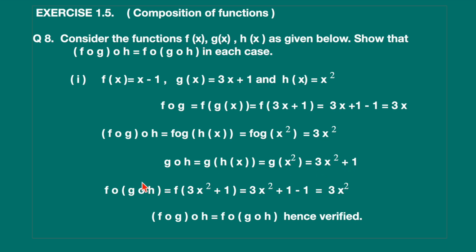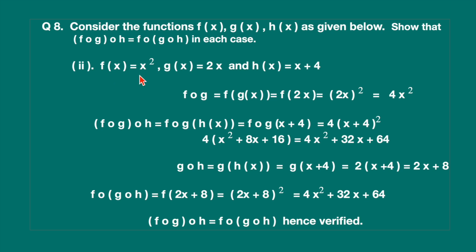3x square plus 1. Write down the RHS. f of goh. So you know how to write this. f will be outside the bracket and goh is inside the bracket. Now we know what is goh. 3x square plus 1. Write it inside the bracket like this. Now it's very simple. f at x is x minus 1. So f at 3x square plus 1. In place of x, write down 3x square plus 1. So that will be equal to 3x square plus 1 minus 1. It will get cancelled and you get 3x square. So you can see LHS is equal to RHS.